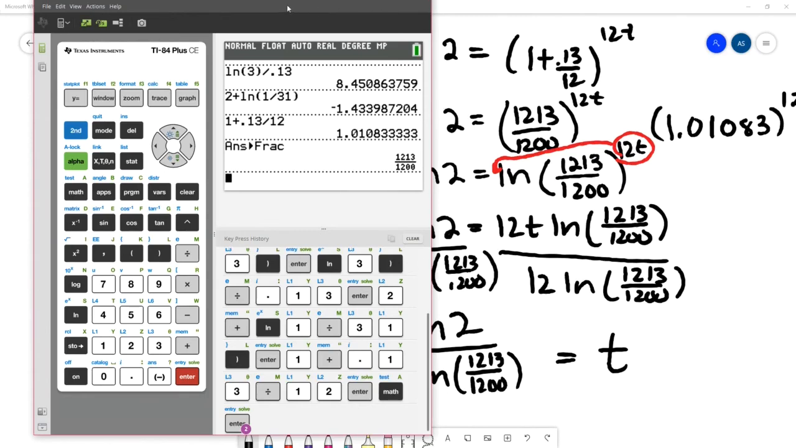Sorry, I'm trying to get the calculator to move a little bit and it won't move.